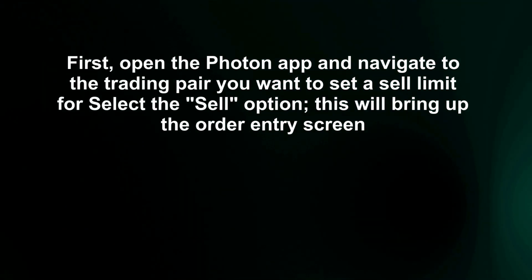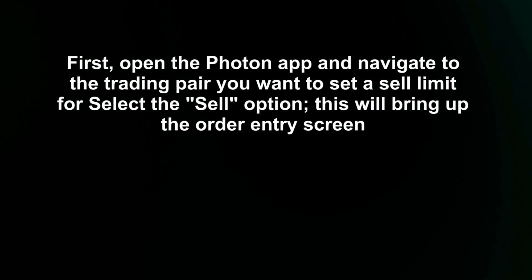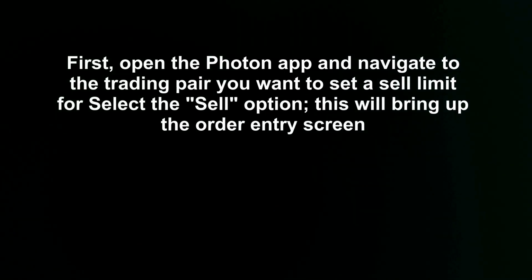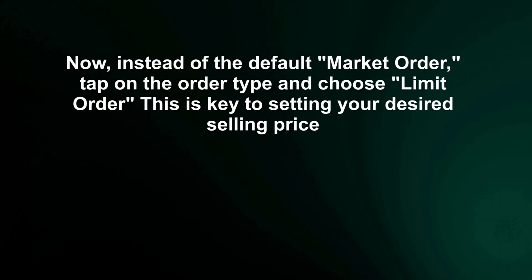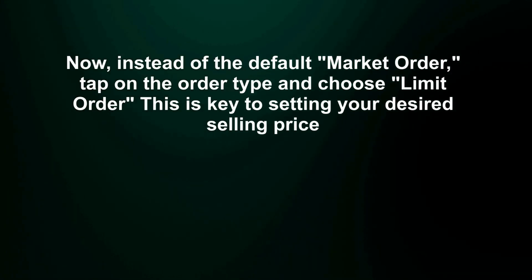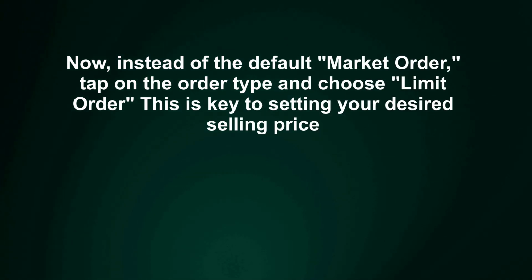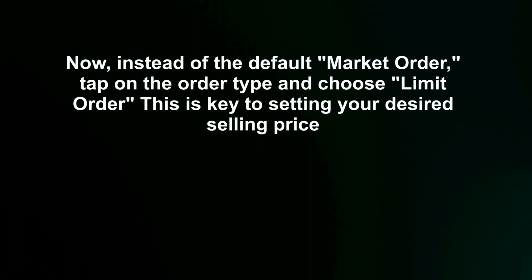First, open the Photon app and navigate to the trading pair you want to set a sell limit for. Select the sell option. This will bring up the order entry screen. Now, instead of the default market order, tap on the order type and choose limit order. This is key to setting your desired selling price.